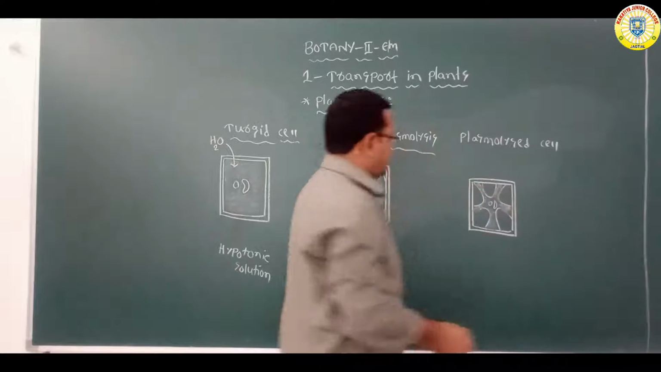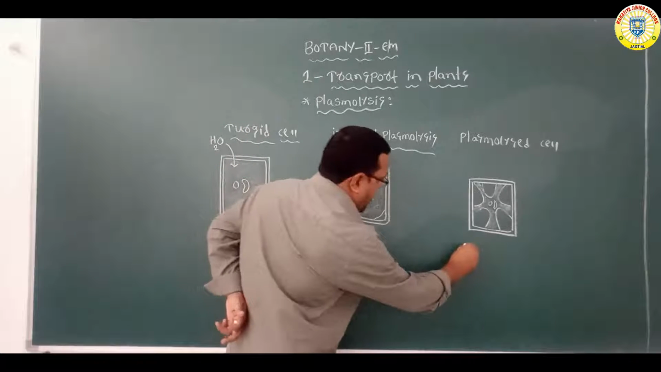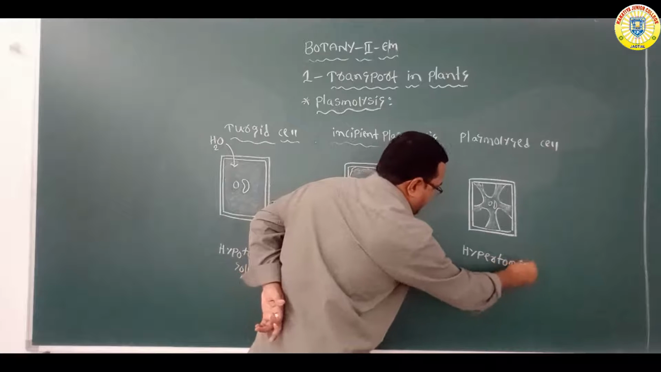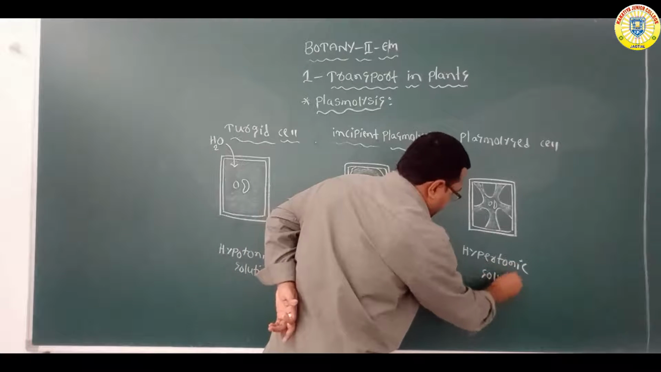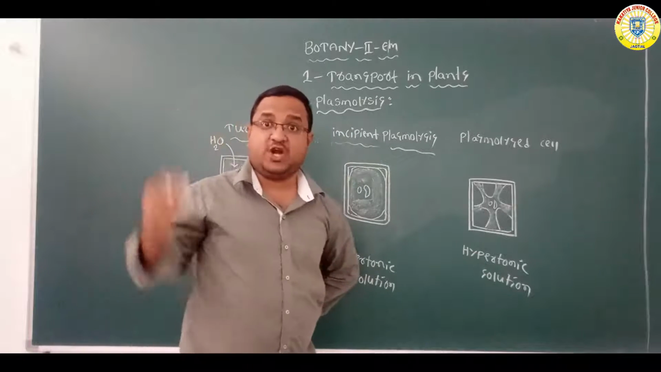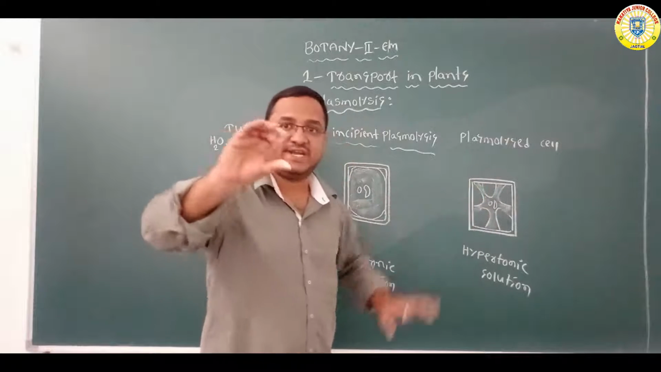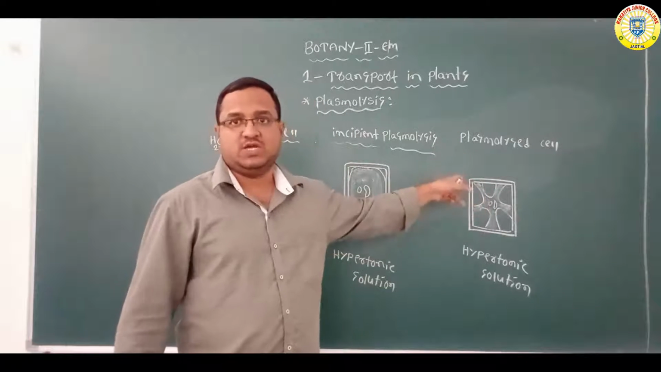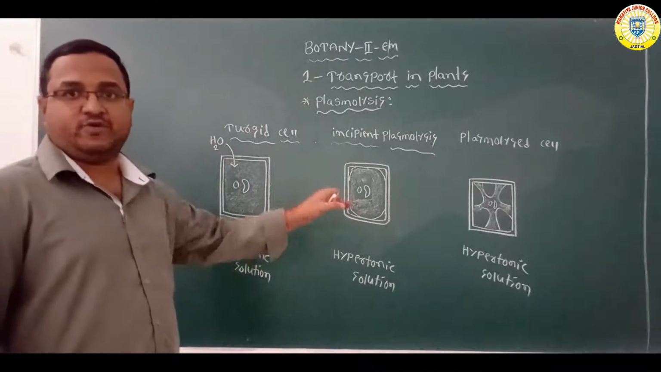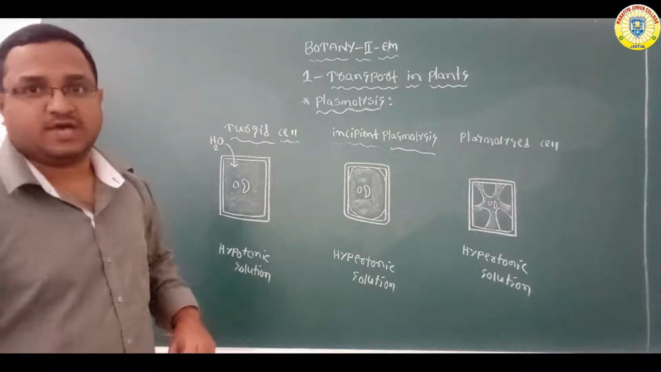So, a plasmolyzed cell means, if you keep the cell for a long time in hypertonic solution, the cytoplasm completely shrinks from the cell wall. You can see the cytoplasm completely shrinks from the cell wall. So this is called a plasmolyzed cell. So these are the diagrams, through which we came to know in detail about plasmolysis.